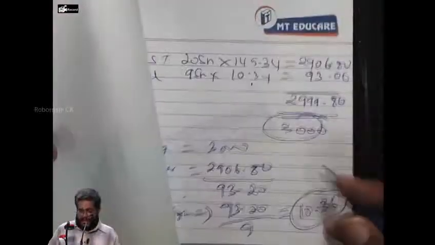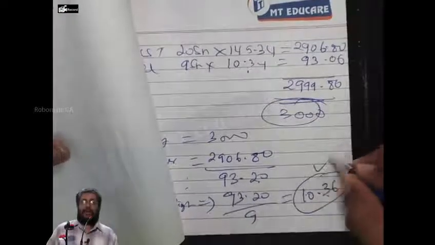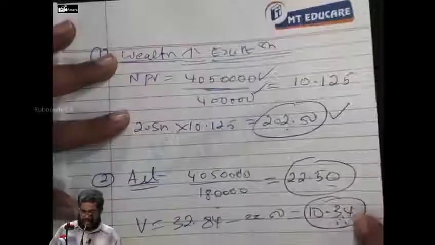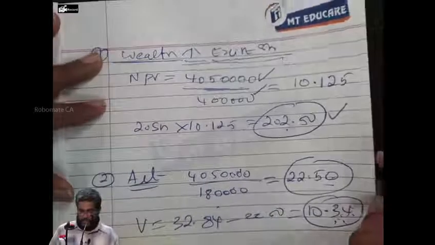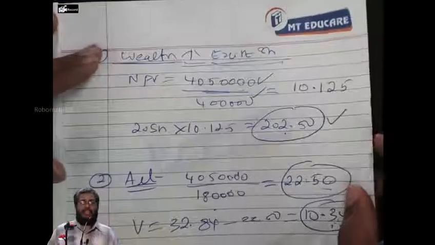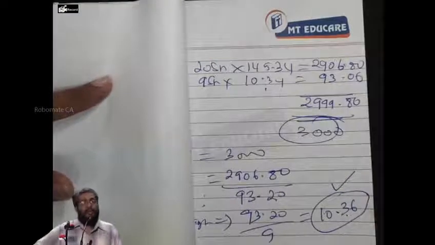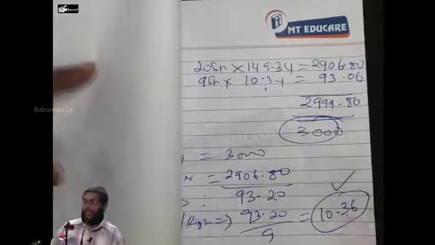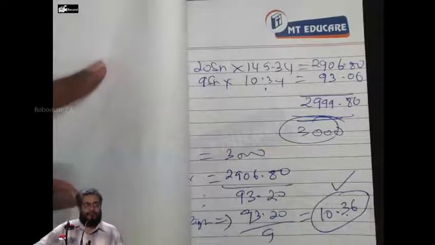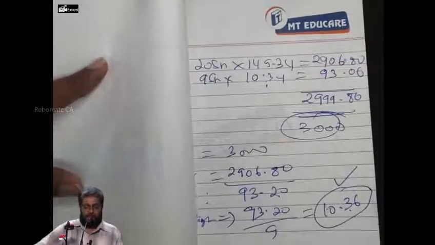If the rights price is 10.36, then please fill in the blanks. Then the entire NPV is taken by, correct? Was the entire NPV taken by what? New shareholders. If the rights price is 10.36, entire NPV is taken by new shareholders.